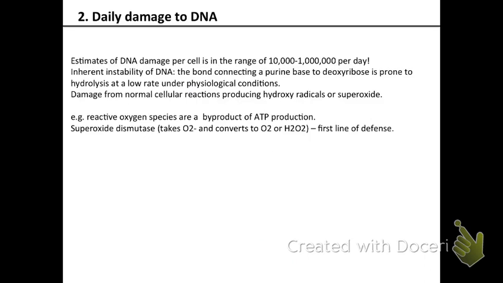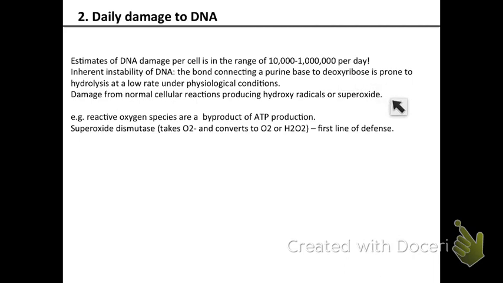All right, so the damage to DNA is extensive. The estimates of DNA damage per cell are in the range of 10,000 to 1 million a day. So this is per cell, right? So there's a lot of damage to cells. And some of this is due to the inherent instability of the DNA, because the bond connecting a purine base to the deoxyribose is prone to hydrolysis at a low rate under physiological conditions. That's just because DNA is a molecule.